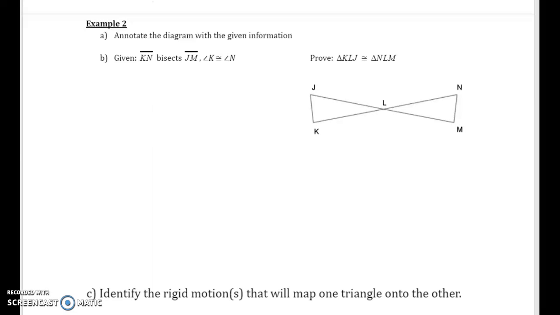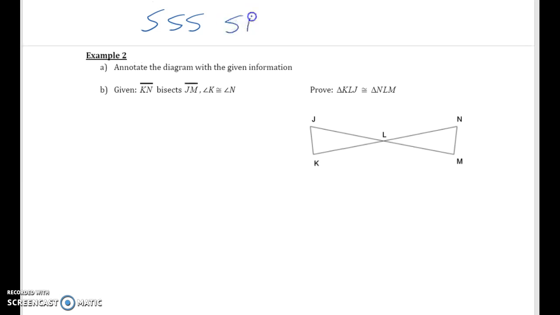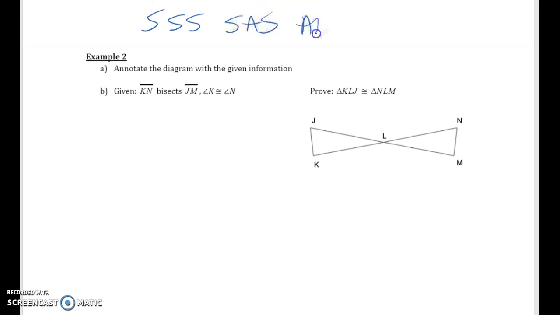Unit 4, Lesson 4, Example 2. This will be the flow-proof example. So again, we want to start by listing our methods that we have. We know that this lesson will review, we'll go over specifically angle, angle side, and hypotenuse leg. However, it's good to know how to eliminate the other options. So we have side, side, side, side, angle, side, angle, angle, side, angle, side, angle, and hypotenuse leg.